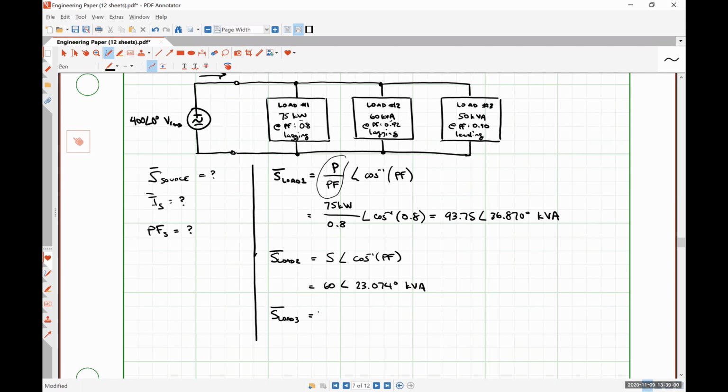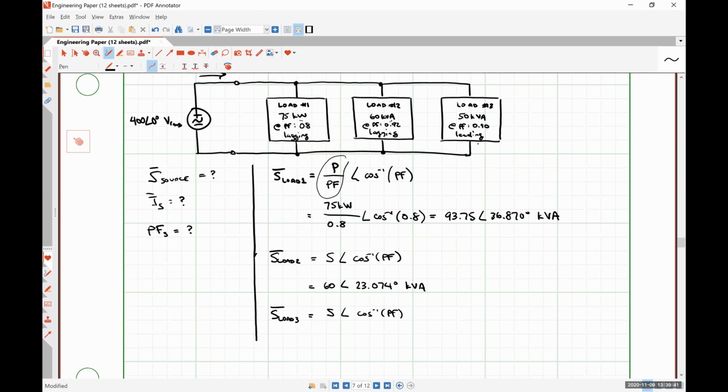So what are we going to do for load 3? The same thing, only we're going to drop a negative in there, yes. Now the question is, where does that negative go? So I'm going to do S angle inverse cosine power factor, because we were provided with the information that we have the apparent power. It's 50 kVA. We know what the power factor is, but what does that leading bit have to do with any of this?